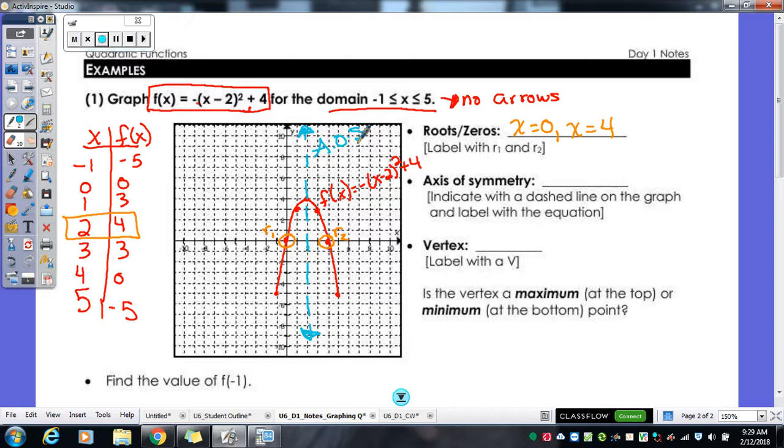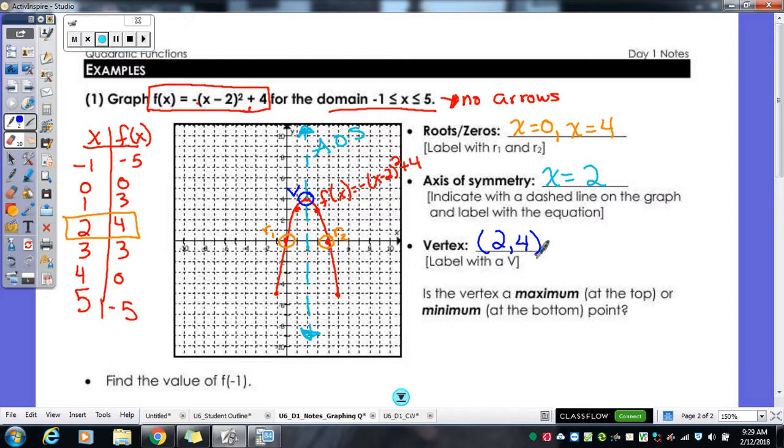I label it as AOS, axis of symmetry. It goes through the x value of 2, so it's x equals 2. Our vertex, they want us to label it with a V. Right up there at the top of the graph, it would be the point (2, 4).